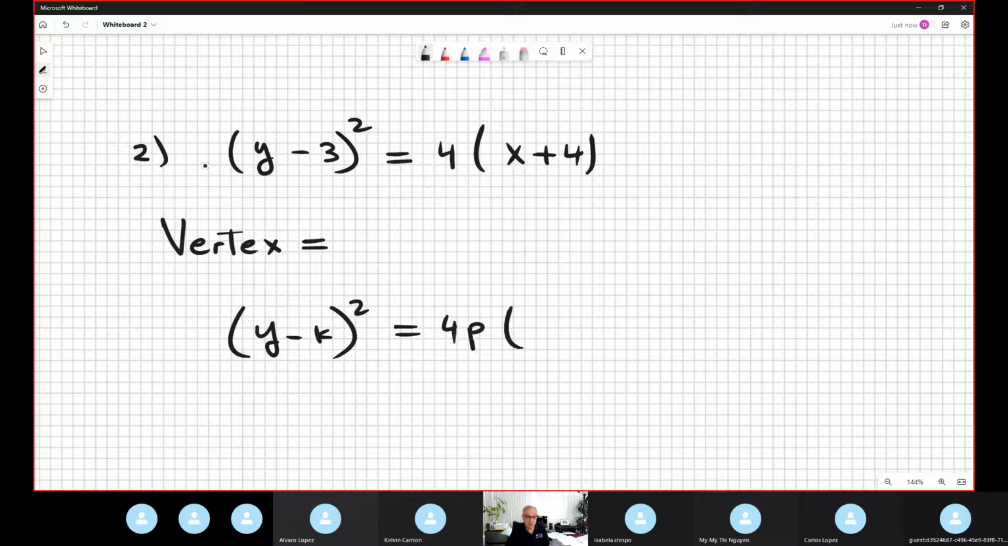(y − k)² is equal to 4p(x − h). It's the general, or standard, equation, and the vertex is located at the point (h, k). Who is h and who is k in our equation? h is -4, and k is 3. Very well. The vertex is located at the point (-4, 3). Any question?